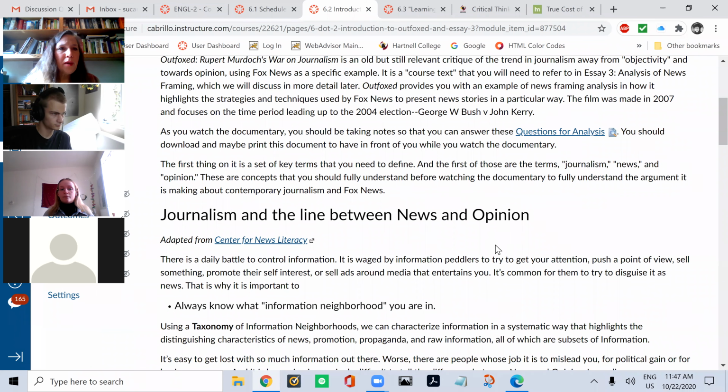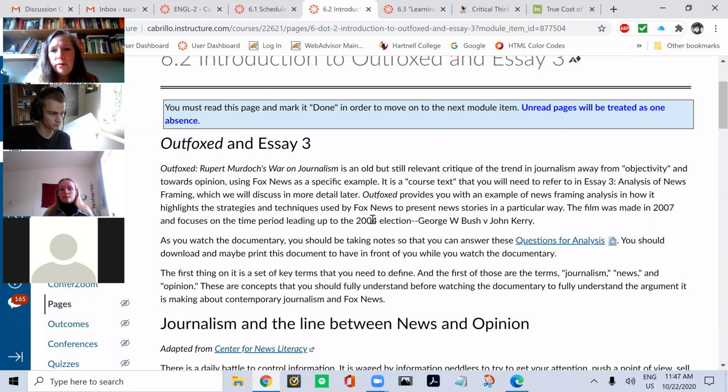Journalism and the line between news and opinion. The documentary traces a trend in the news media that used to be totally objective, which is what journalism is supposed to be. There's opinion journalism, and it's supposed to be labeled as such. But the problem with this slide from objectivity in journalism to opinion in journalism is that there are people doing opinion journalism pretending like they're doing just journalism. And that's a problem. And the biggest offender is Fox News.